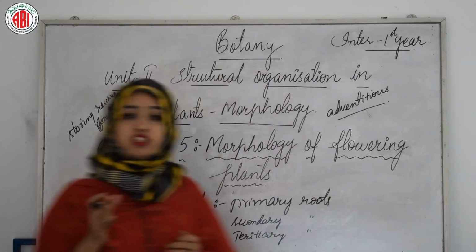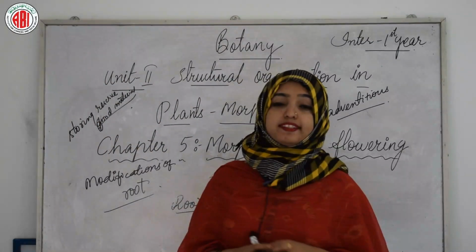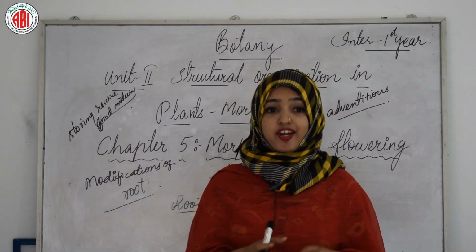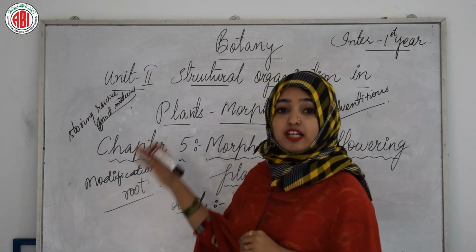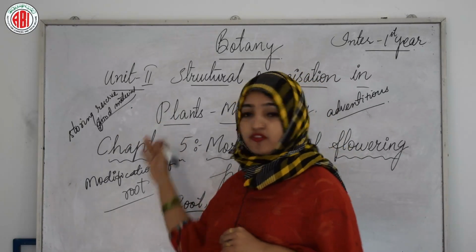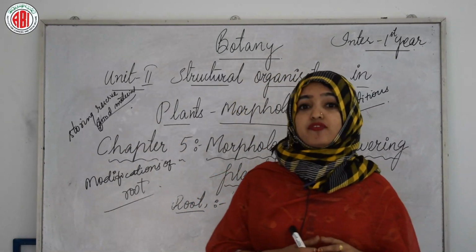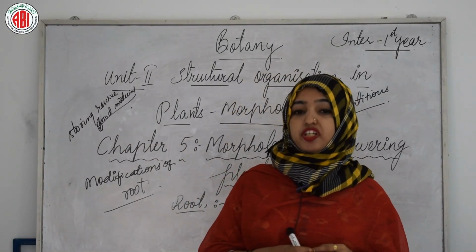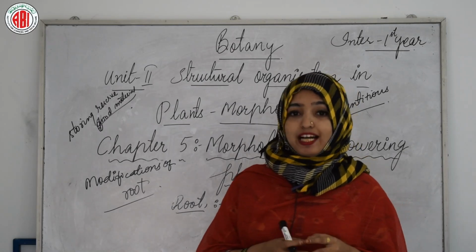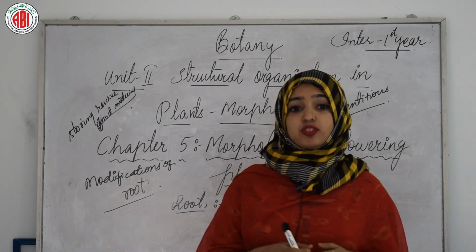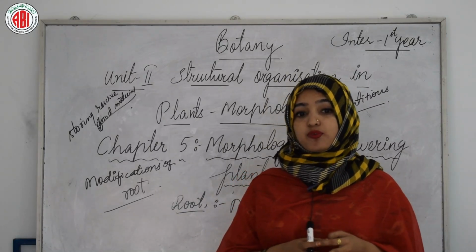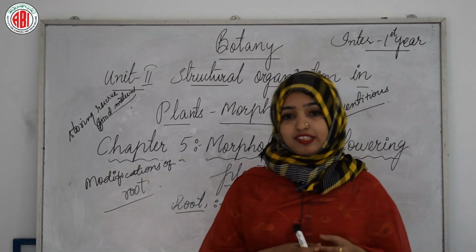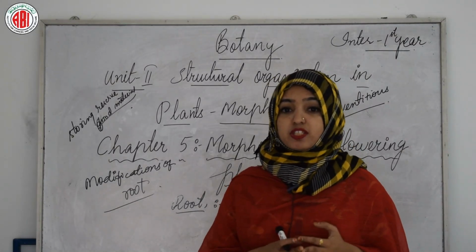Now let us proceed towards the modifications of roots. Roots in some plants change their shape and structure and become modified to perform functions other than absorption and conduction of water and food material, and they are modified for storage of food, respiration, etc. Tap roots of carrot and turnip, adventitious roots of sweet potato, and fibrous roots in asparagus become swollen due to the storage of food. So these are a few examples of the modifications of the root.